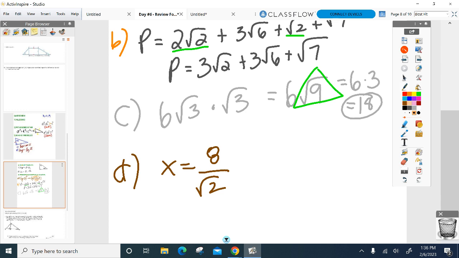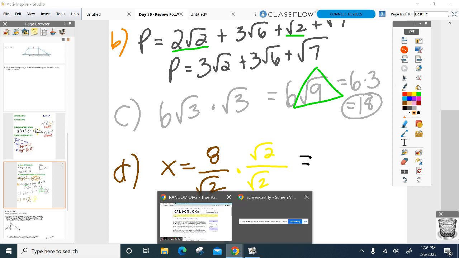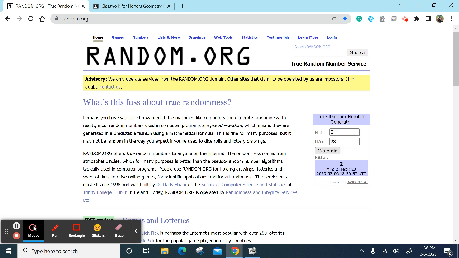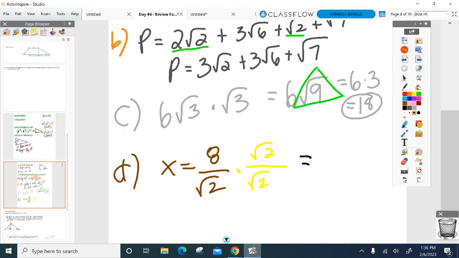Multiply by radical 2. Good, or whatever the radical happens to be. In this case, radical 2. Yep. All right, let's keep grinding away. What's that going to be equal to now? What do I get on top? 8 radical 2. And what about on the bottom? 2. That's why I did this.